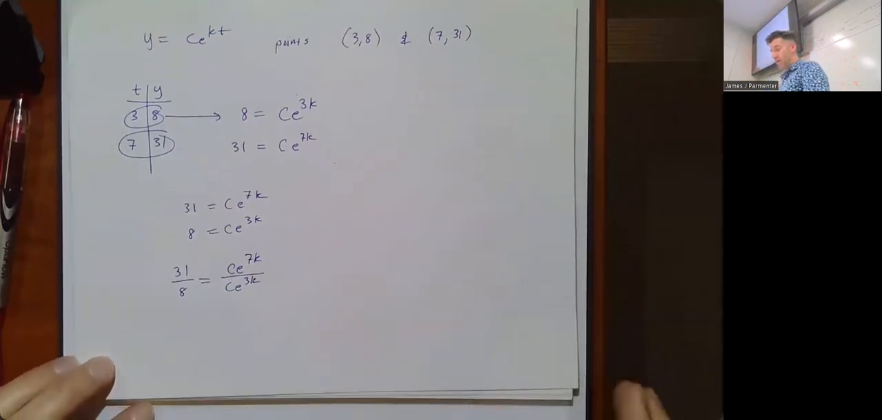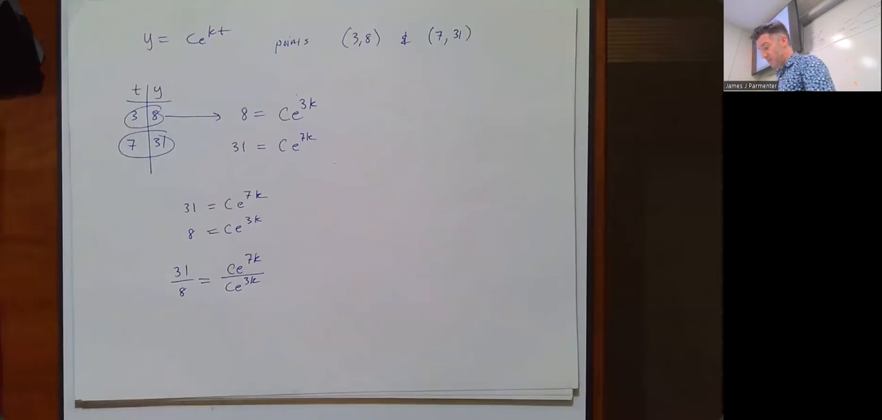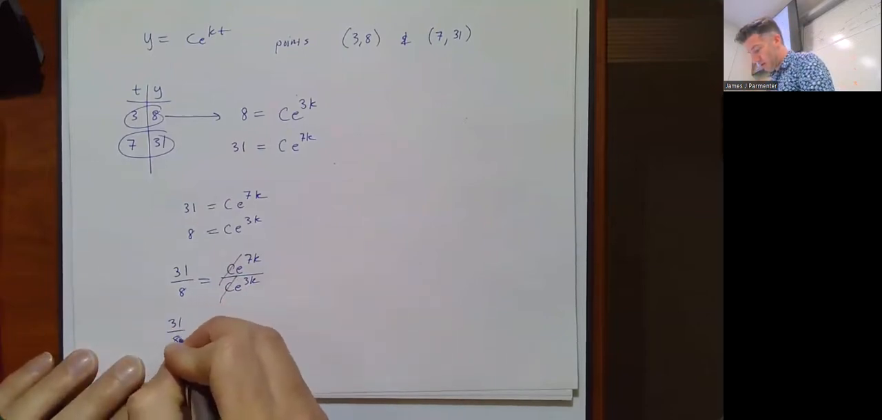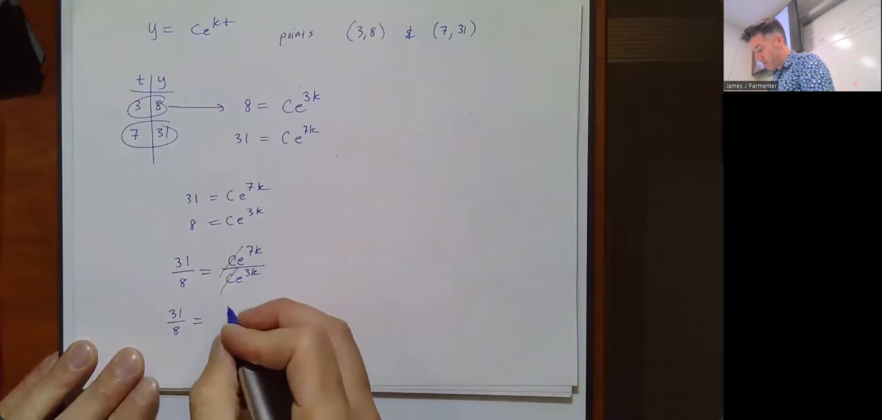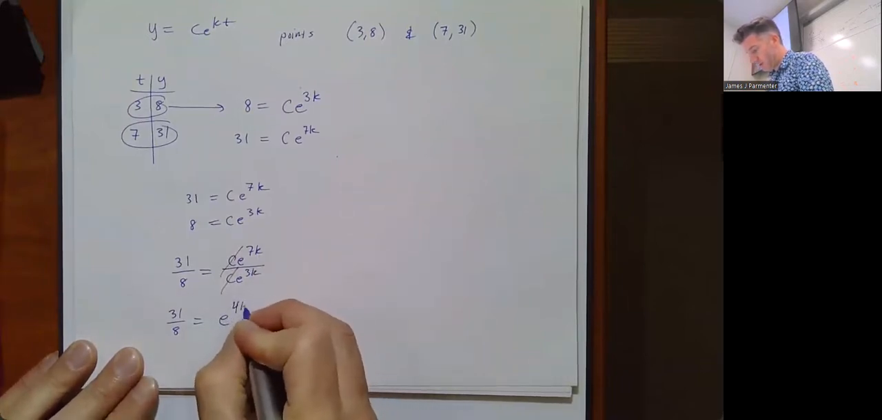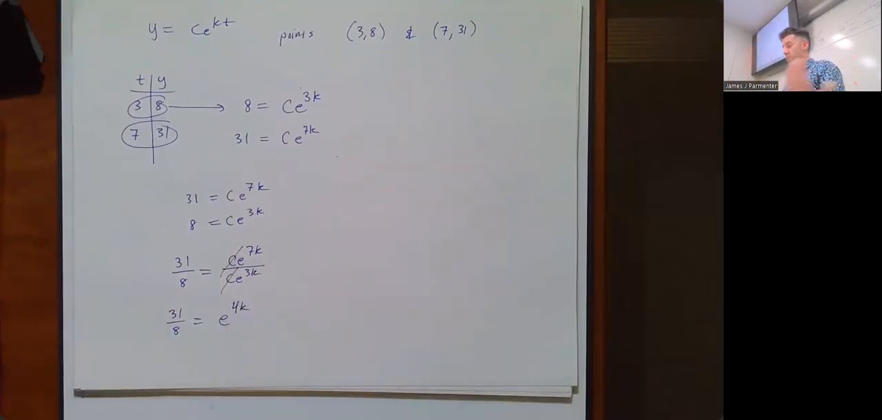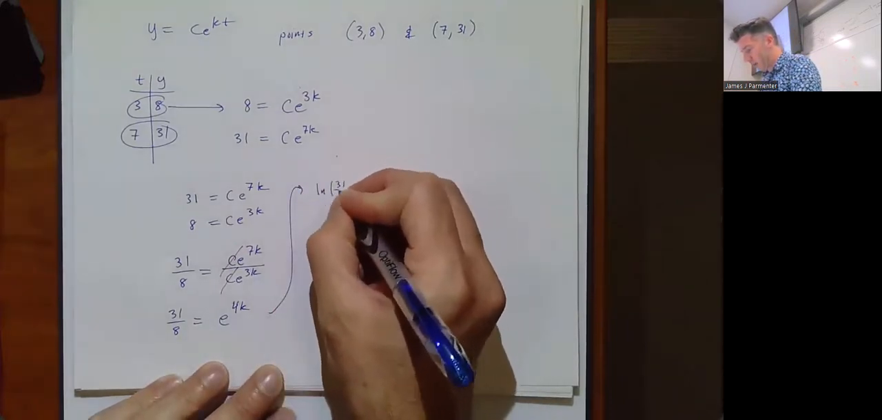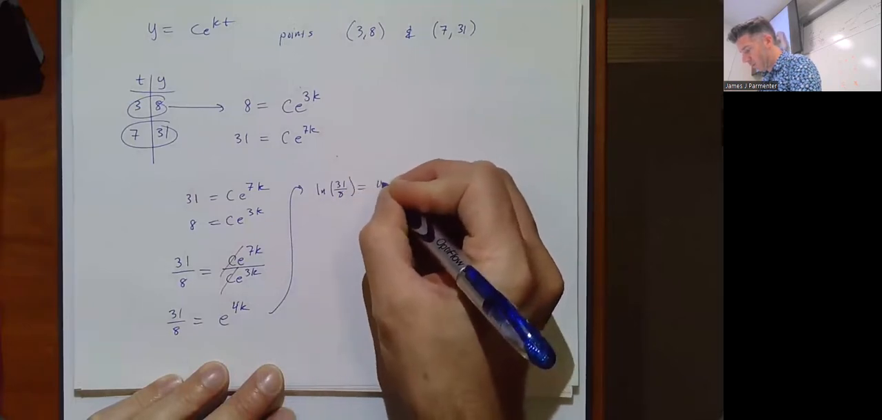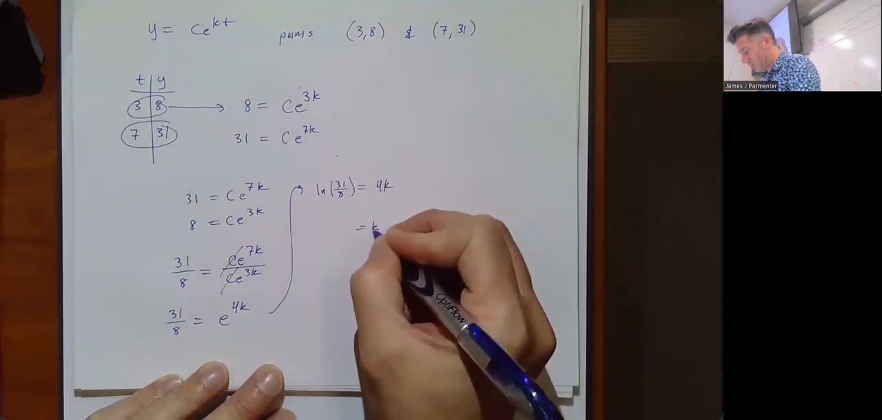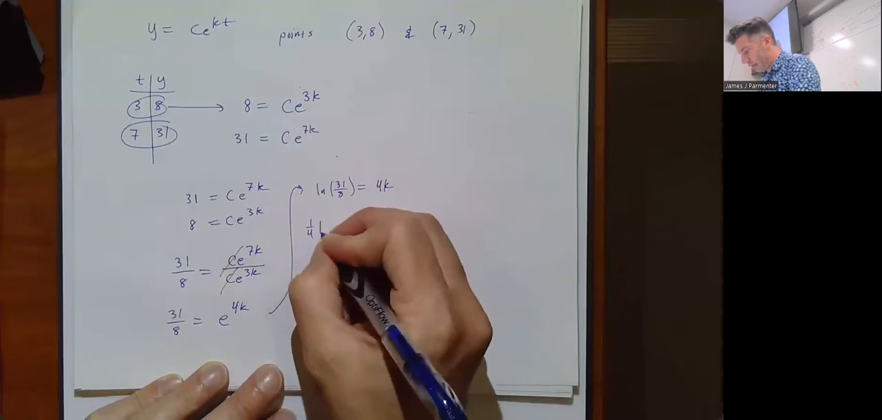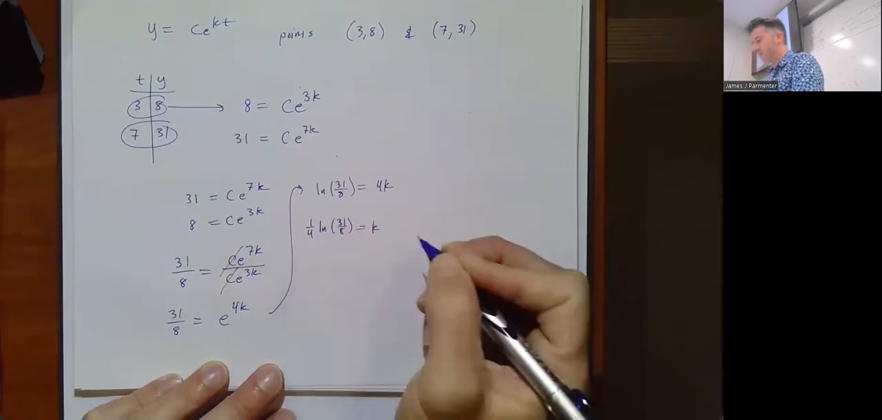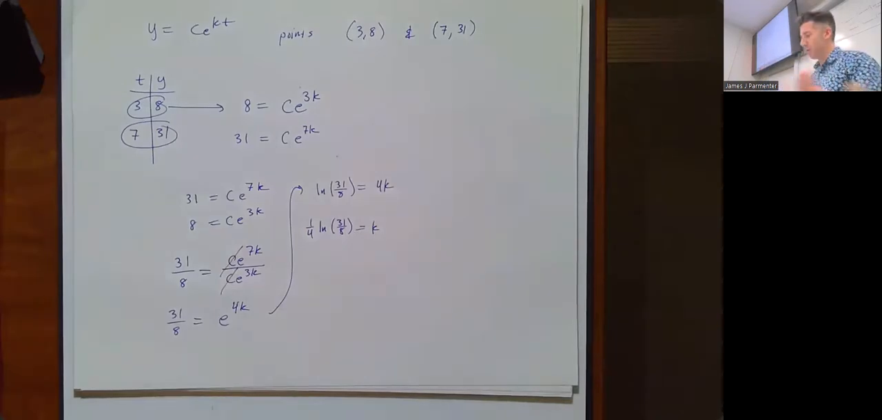But the nice thing about that is that we can cancel the c's, and e to the 7k divided by e to the 3k, we can subtract the powers and say that's e to the 4k. 7k minus 3k is 4k. And then we can solve for k. We get the natural log of 31/8 equals 4k. And then k is equal to 1/4 natural log of 31/8. Or if you prefer, natural log of 31/8 all divided by 4.